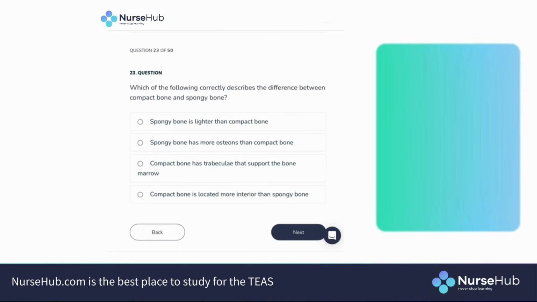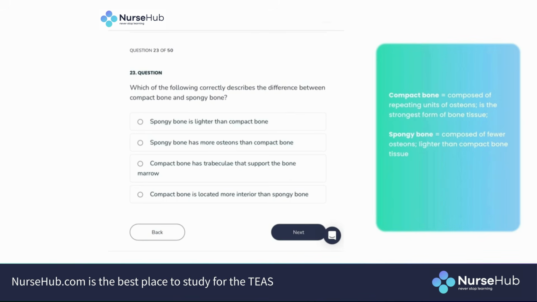Moving on to question 23. Which of the following correctly describes the difference between compact bone and spongy bone? Compact bone is composed of repeating units of osteons and is the strongest form of bone tissue. On the contrary, spongy bone is lighter than compact bone tissue. So I think this might be the right answer, but I'm going to double check, right?